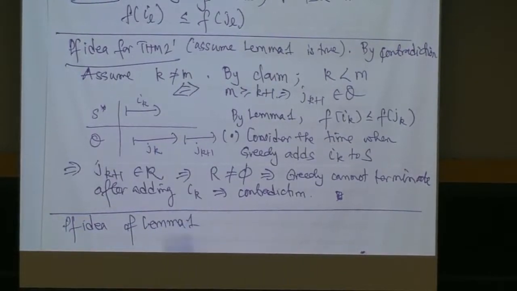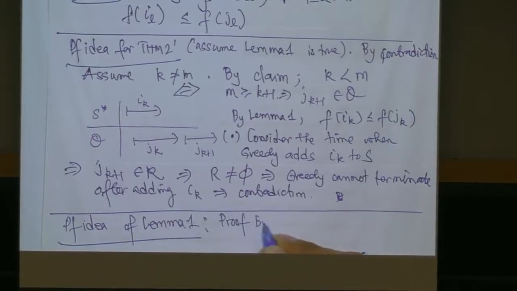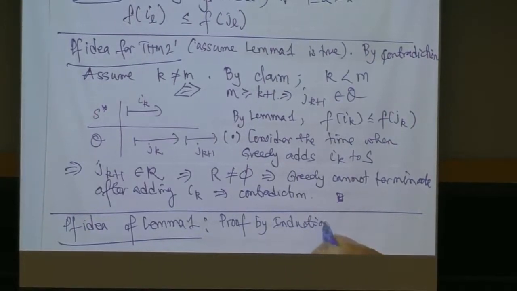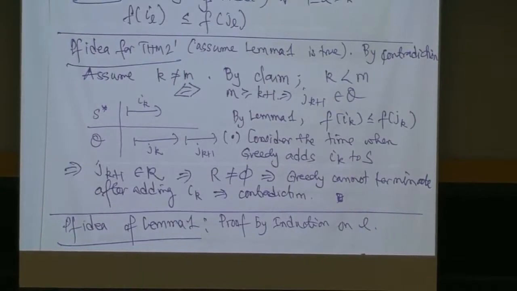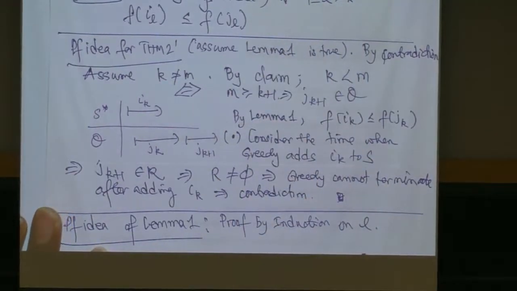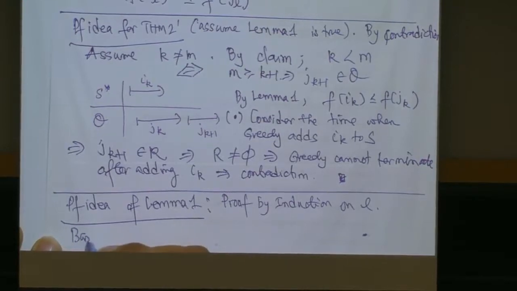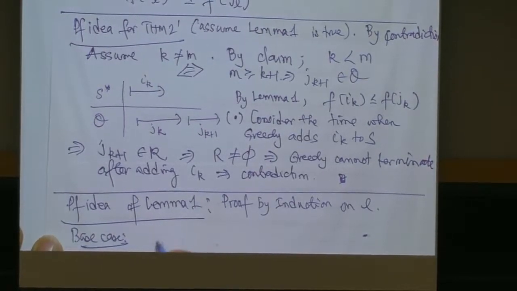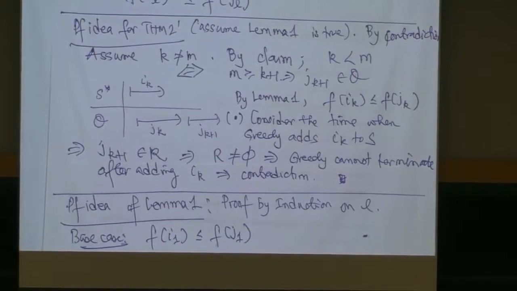So we're going to prove this, and as a proof idea for lemma 1, we finally break the shackles of contradiction by using induction. So we prove by induction on the value of L, this index L, which goes from 1 to k. So the base case: we want to argue that f of i_1 is less than or equal to f of j_1. I claim this is true, and my question to you is why?